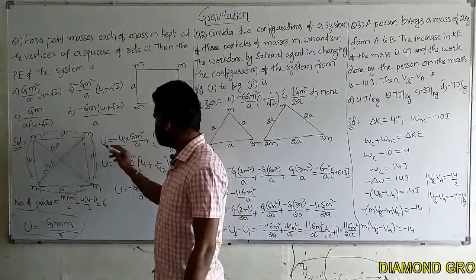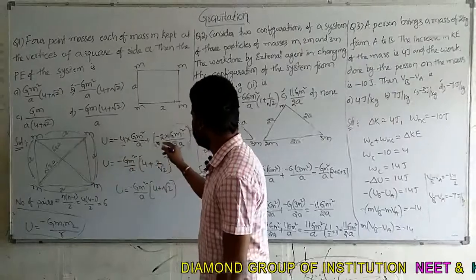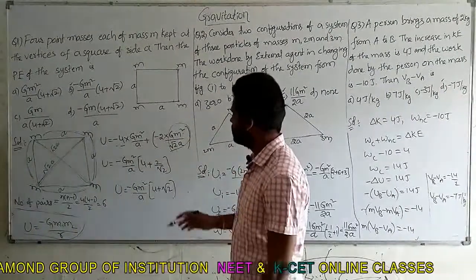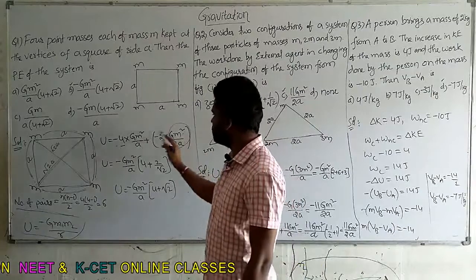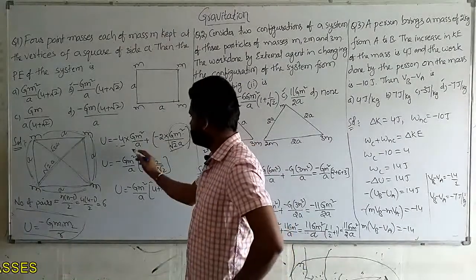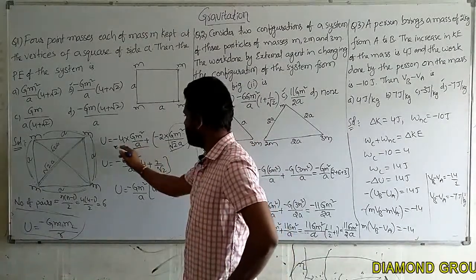So now see here, we got minus 4 G m square by A plus 2 into minus G m square by root 2 A. From these two terms I am taking G m square by A common, minus G m square by A I am taking common.